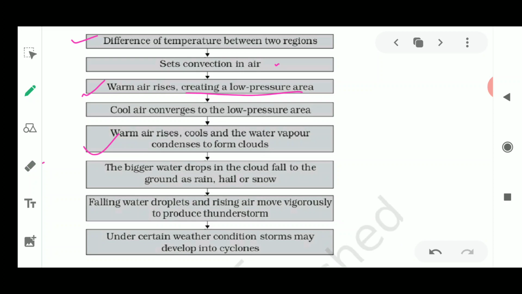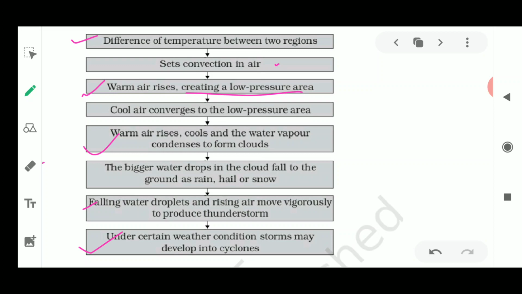Next, falling water droplets and rising air move vigorously to produce thunderstorms. Whenever thunderstorms are produced, it is very fast moving air which is rising up. Next, under certain weather conditions, a storm may develop into cyclones. When the air pressure is very much lowered, it develops into a cyclone which arises from the water bodies. We have seen that cyclones have various names, and these are the most common phenomena happening on the earth at various places. There are many places where cyclones are known by different names, like typhoons, and we have seen hurricanes. I have given a list of names also, which you could revise once again by going to that particular video.